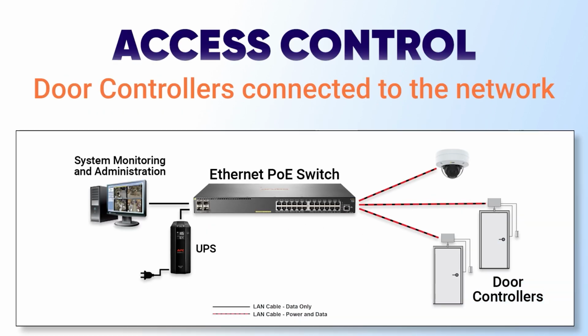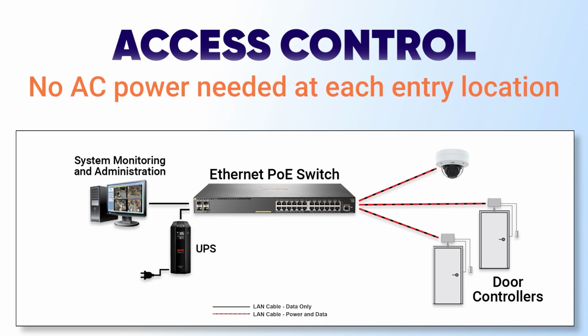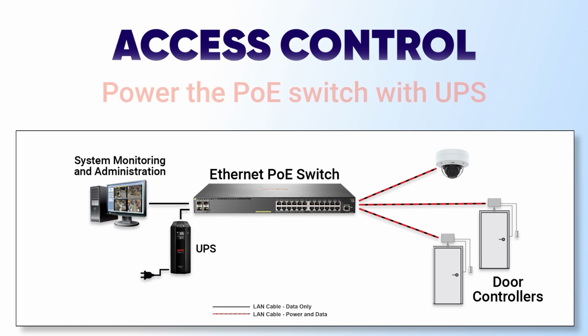Using PoE for controlling access into rooms and buildings eliminates the need to have AC power and expensive AC power backup at each door location. Simply power the PoE switch with an uninterruptible power supply, and all doors and badge readers remain operational, even in the event of a general power failure.